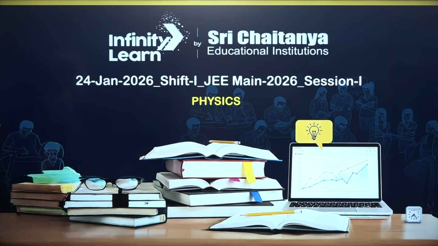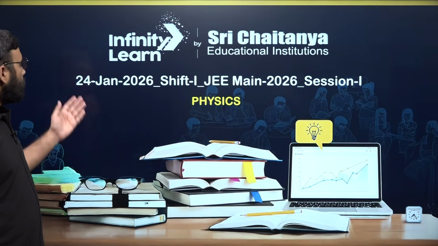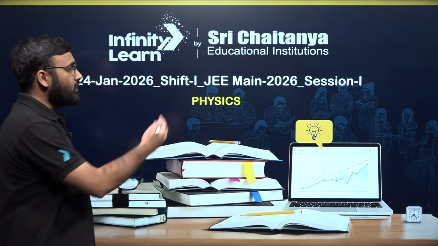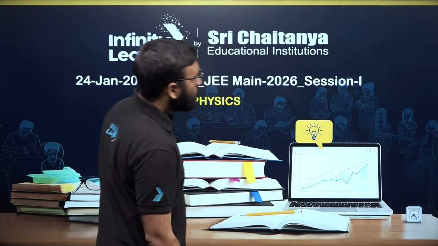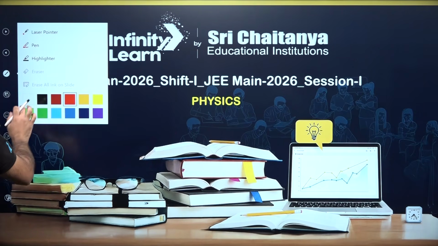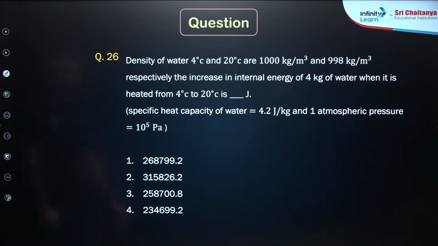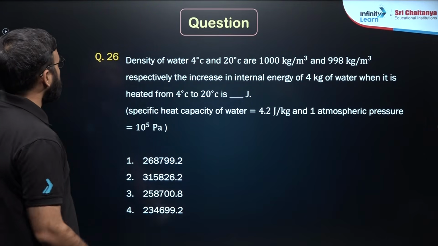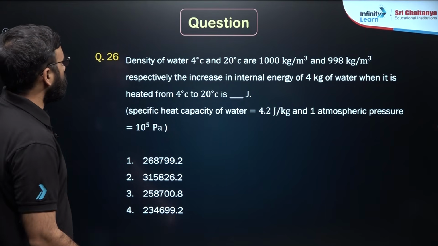Today we are discussing the 24 January 2026 shift 1 JEE Mains physics paper. Okay, so shall we start the session? One by one we can see each and every question. We can move to the first question. So what is the first question? The 26th question according to your paper.